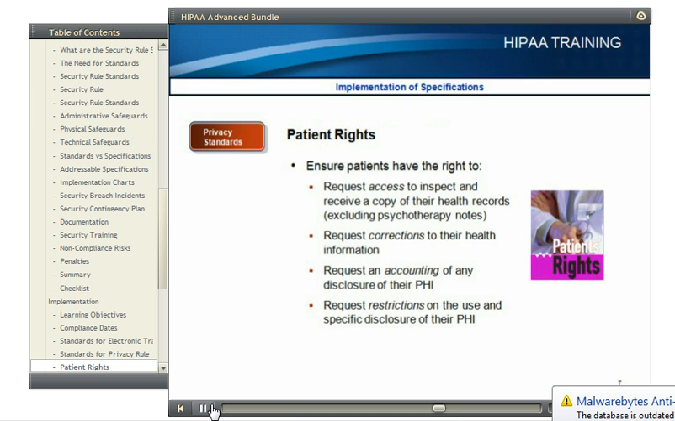Patient rights. Ensure patients have the right to request access to inspect and receive a copy of their health records, excluding psychotherapy notes. Request corrections to their health information. Request an accounting of any disclosure of their PHI. Request restrictions on the use and specific disclosure of their PHI.